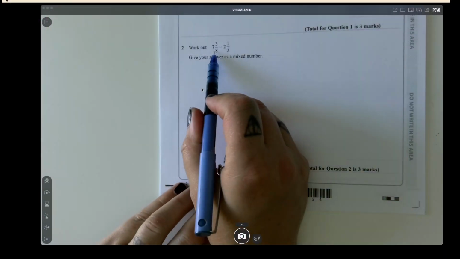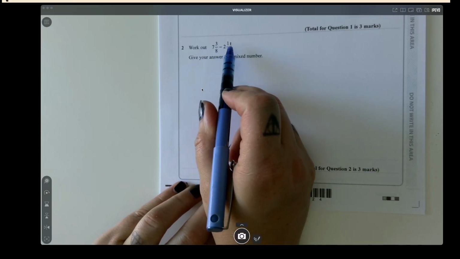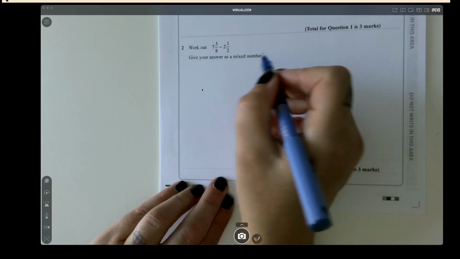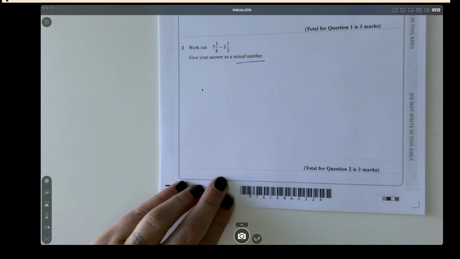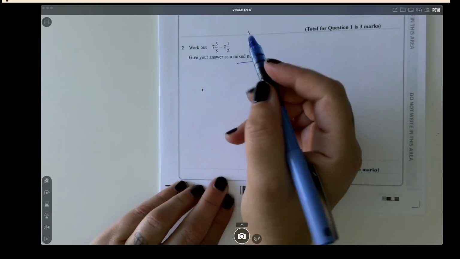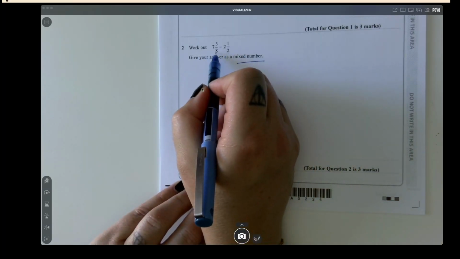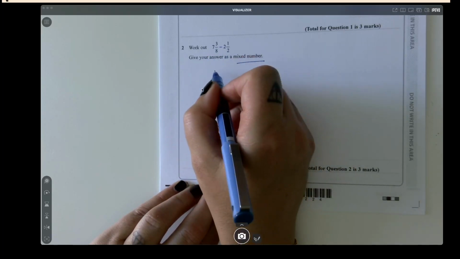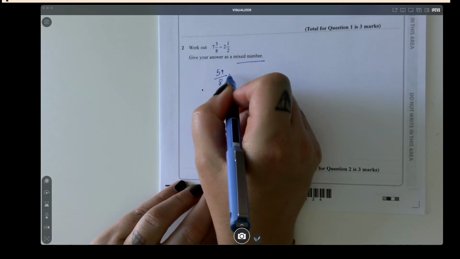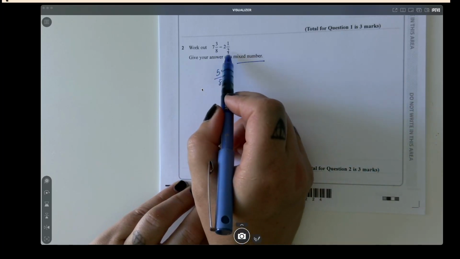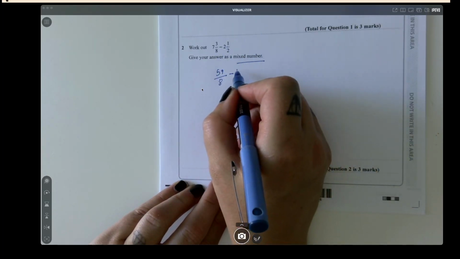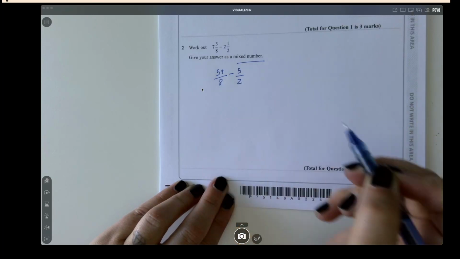Question 2. Work out 7 3/8 subtract 2.5. Give your answer as a mixed number. So the first thing I'm going to do is convert each of these mixed numbers into improper fractions. So 7 multiplied by 8 is 56, add 3. So I have 59 over 8. Subtract 2 times 2 is 4, plus 1 is 5, so that's 5 over 2.